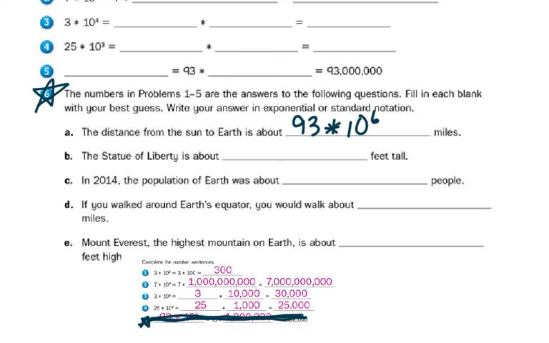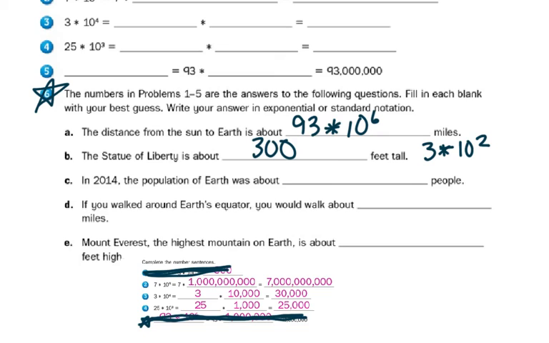6B, the Statue of Liberty is about blank feet tall. I don't think it's 7 billion feet tall. I would say our best estimate would be 300. Another way to write that, if you wanted to, you could write 3 times 10 to the 2nd power, but that's not a huge number.